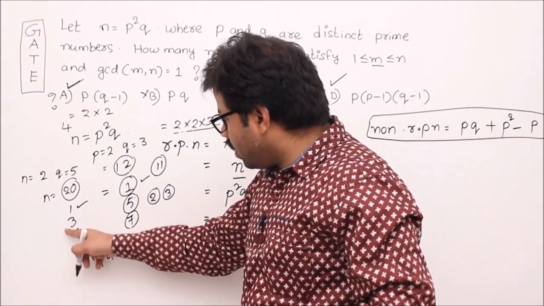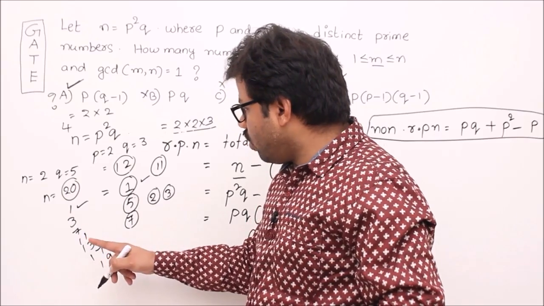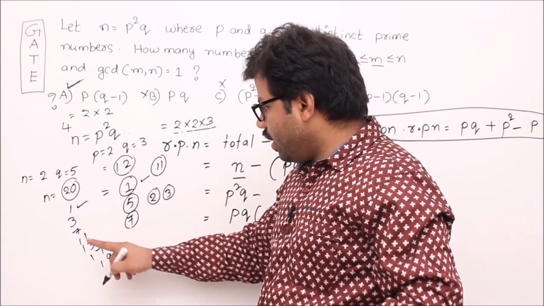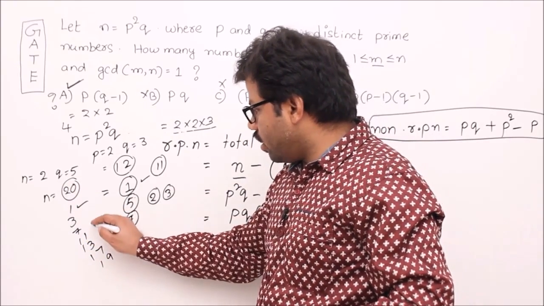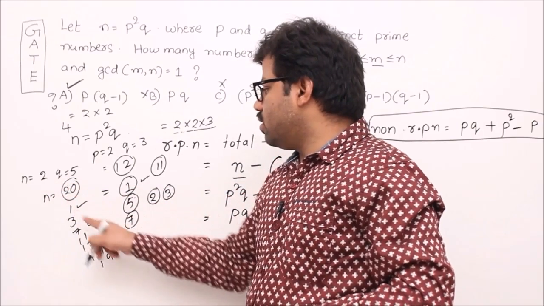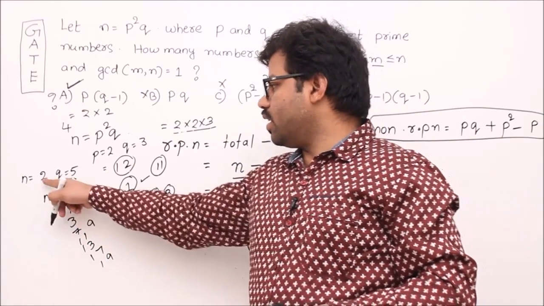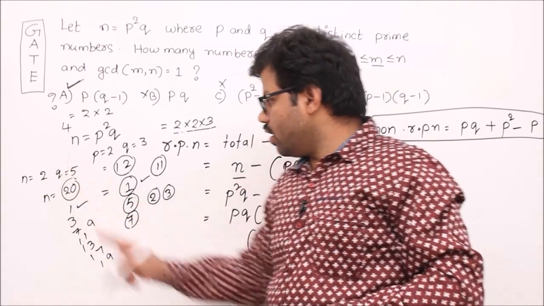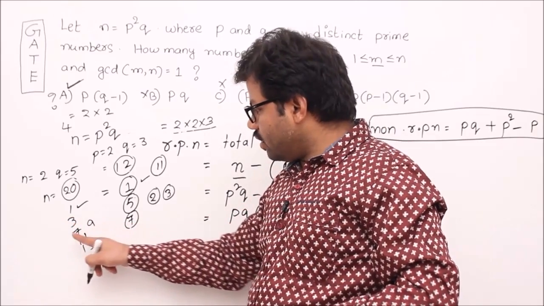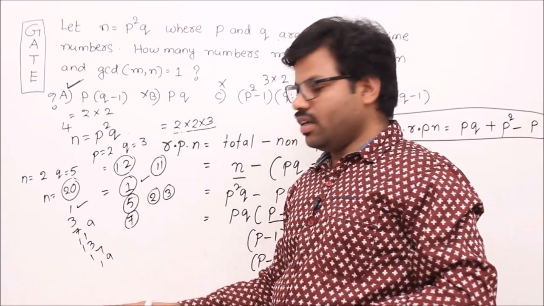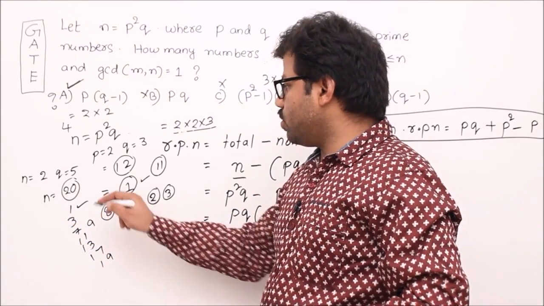Anything else? 1, 3, 5 is wrong. 7, then 9. No. Yes, 9 also, because nothing is common, right? Because there is no prime factor 3 in this one. So 1, 3, 9, 7, 11, 13, 17, 19. I got 8. Let's substitute.